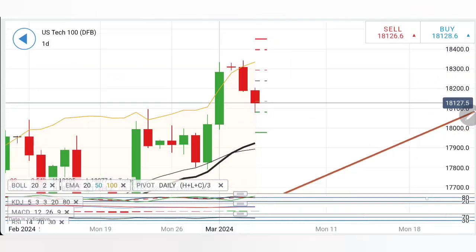Now looking at the daily. See, first of all, Tech 100 on the daily charts. Here was the double top, and earlier in the day I mentioned that it had closed the day at the bottom, and thus it can continue to trade bearish, and it has continued to trade bearish.